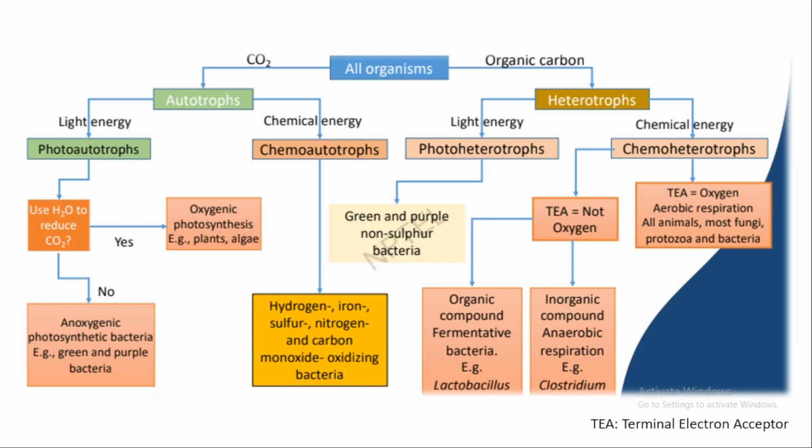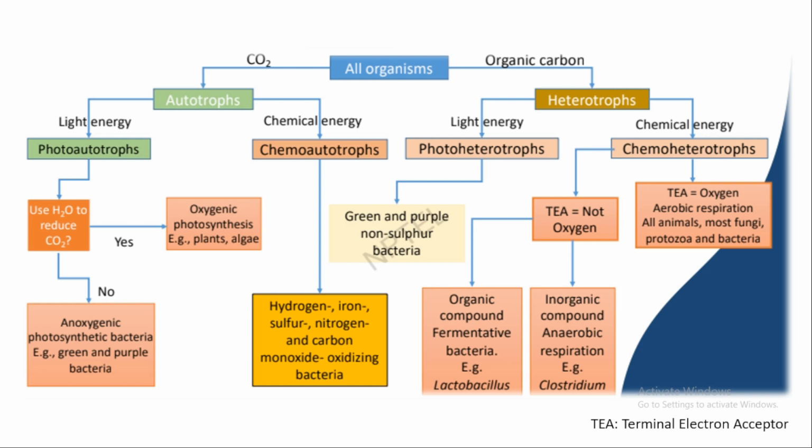Now in chemical sources, chemoautotrophs are also making their own food, but they are using chemical sources as their energy. They don't need light, so they use other chemicals like hydrogen, iron, sulfur, nitrogen. Okay, like that.